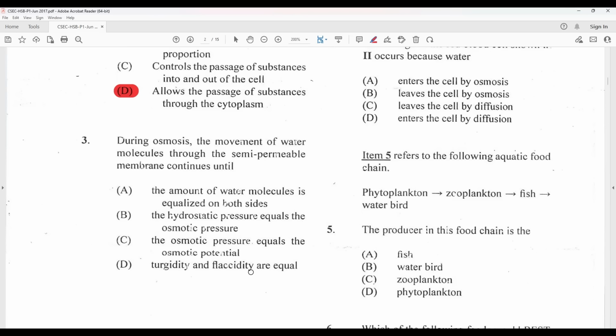Turgidity, flaccidity are equal. Turgid is where something is full. Flaccid is where something is empty. Both those things can be equal. One is either full or one is either empty. The hydrostatic pressure equals the osmotic pressure. It's the best answer. Both of them are on the same terms. Remember, osmotic potential is just the gradient.